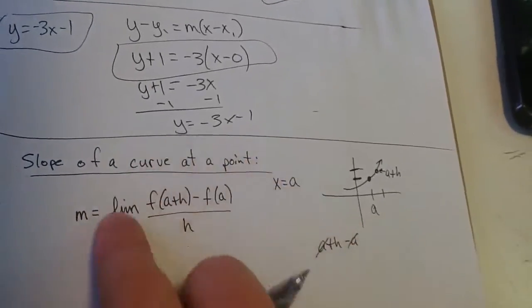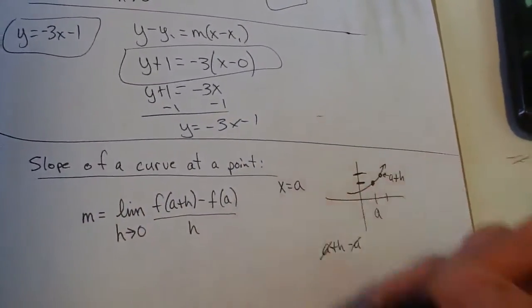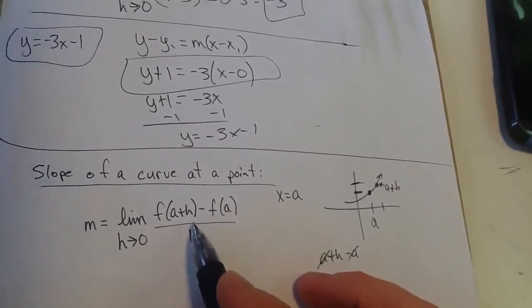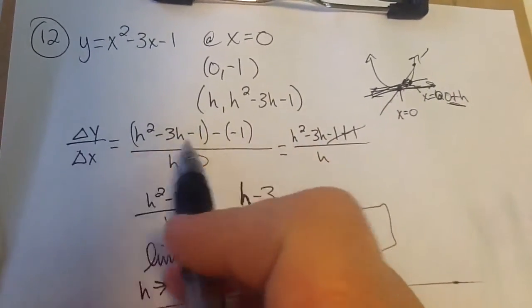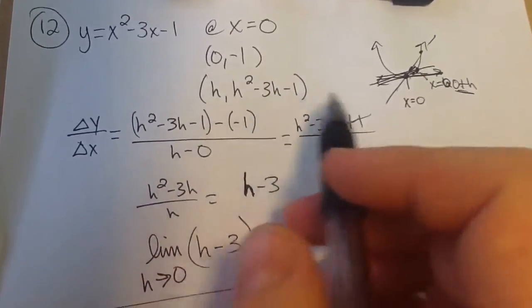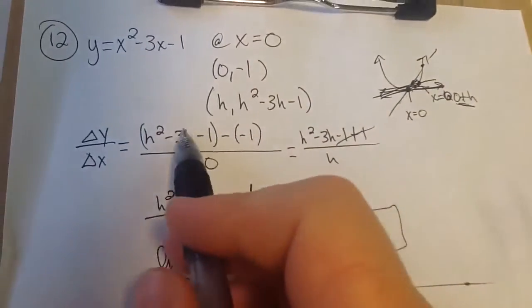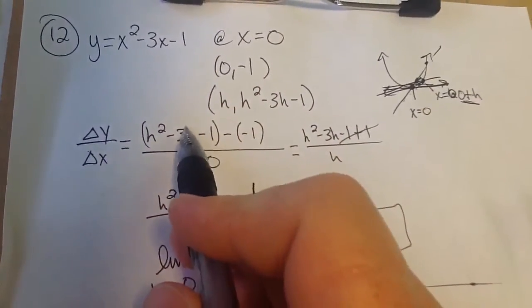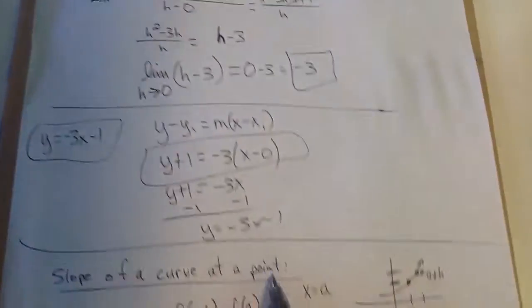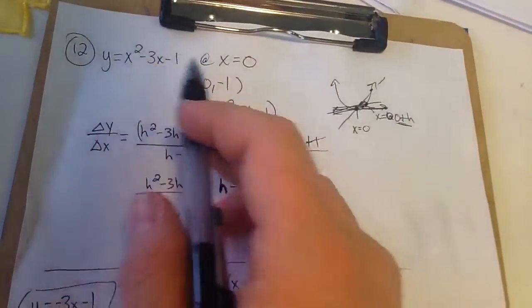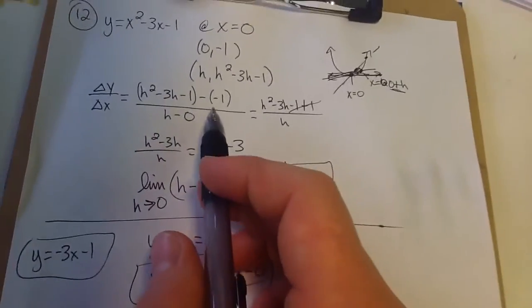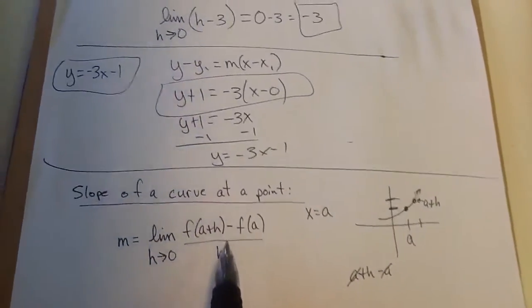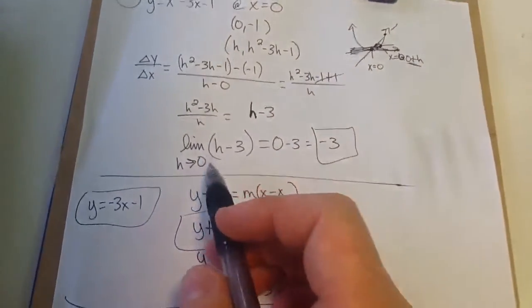So there's your formula for the slope of a curve at a point. It's really just rise over run with the h in there. Hopefully that makes sense. And you did this right here. There's f of a plus h. In this case, a was 0, so it was really just f of h. We plugged in h for that, and we got that. Then we plugged in a, which was just 0, and we got negative 1. And on the bottom, we just had h. Then we simplified all that and did the limit as h approaches 0.